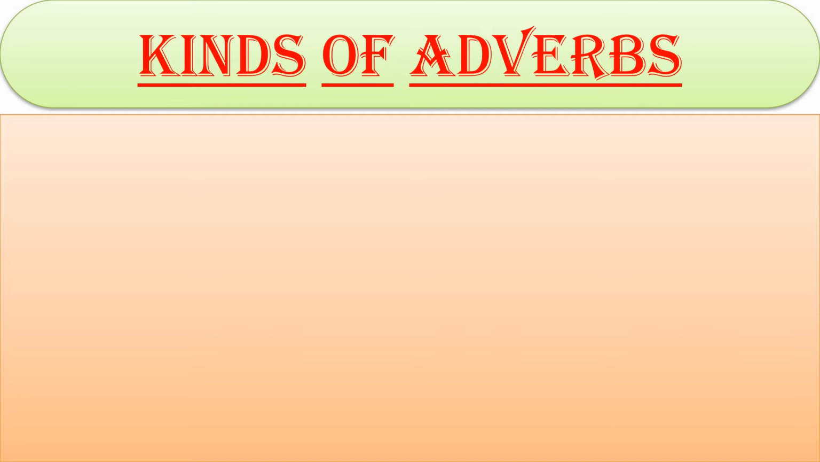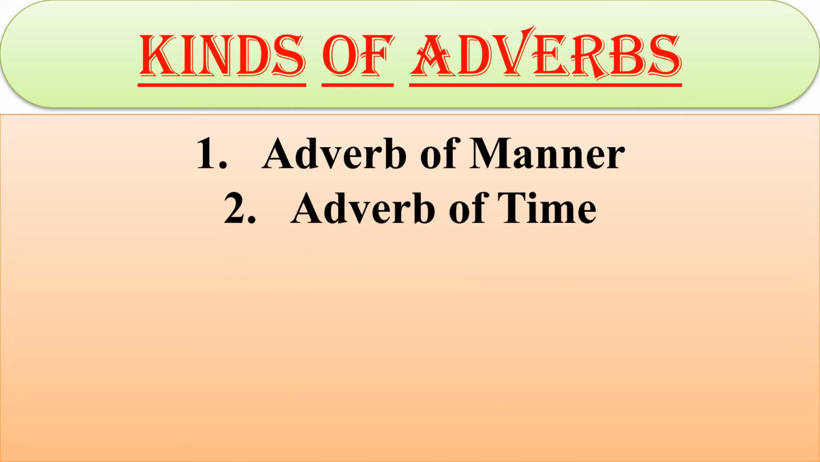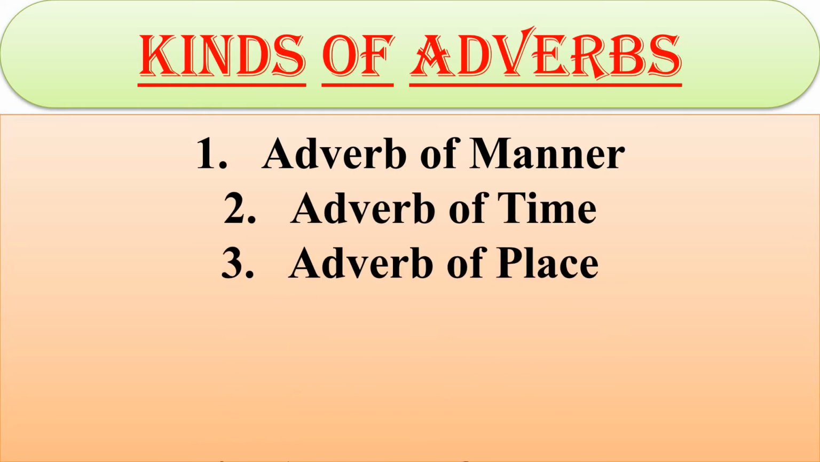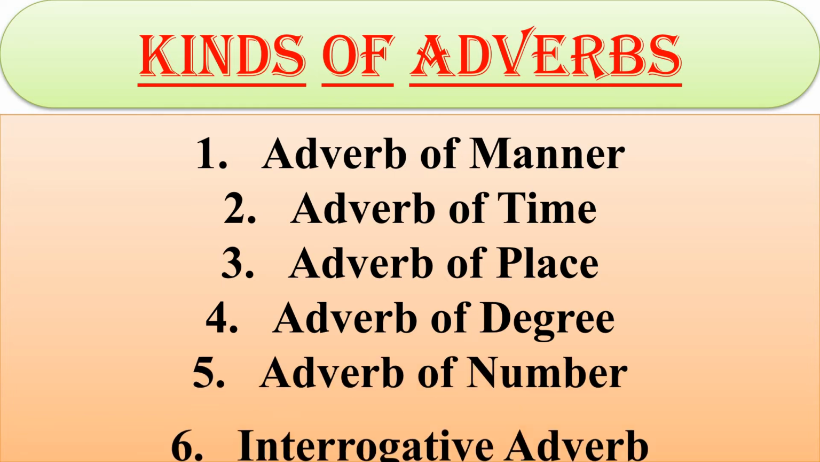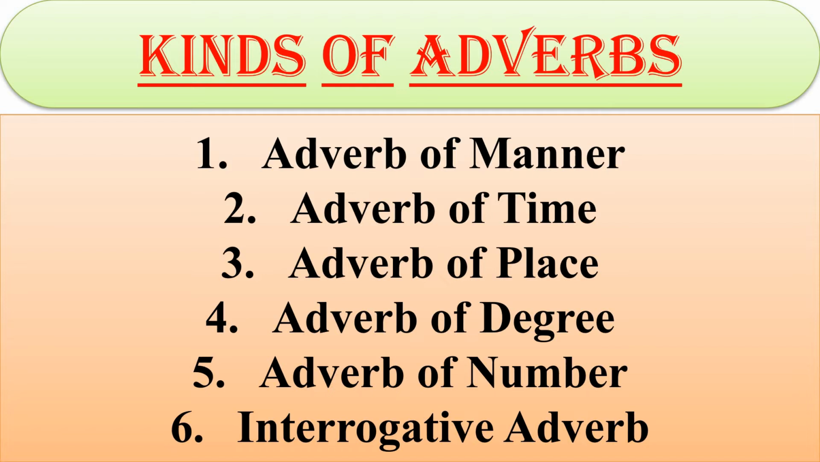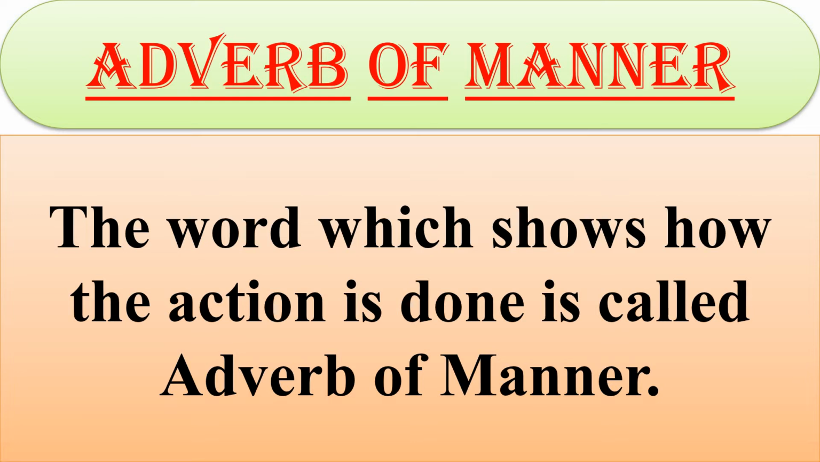Kinds of adverbs. There are 6 kinds of adverbs. Adverb of manner, adverb of time, adverb of place, adverb of degree, adverb of number and interrogative adverb. The first one is adverb of manner. The word which shows how the action is done is called adverb of manner.